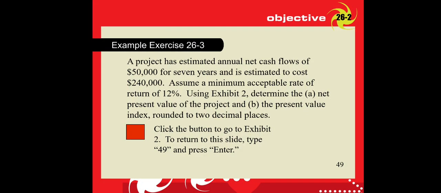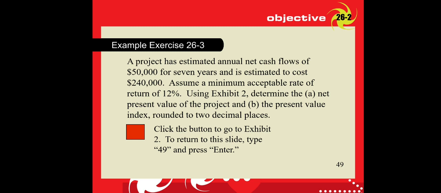Okay, let's see. This is like the last example for this subtopic. A project has estimated annual net cash flow of 50,000 for 7 years, and it is estimated to cost 240,000. Assume a minimum acceptable rate of return of 12%. Using Exhibit 2, determine the net present value of the project and the present value index, rounded to 2 decimal places. So this is not difficult.